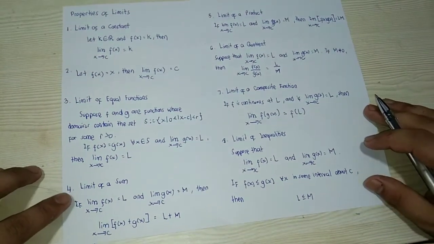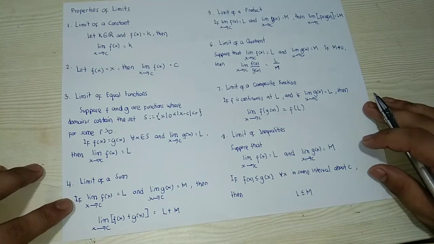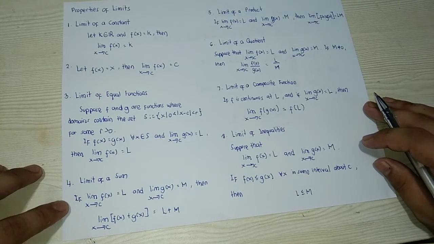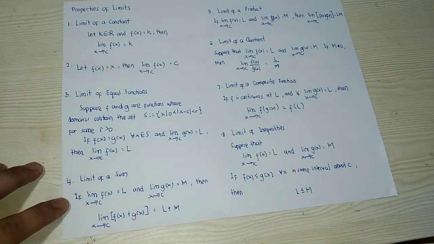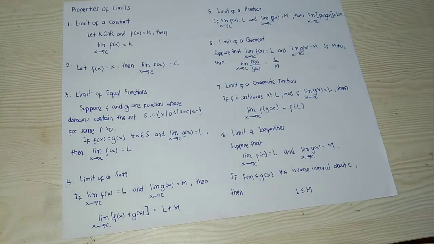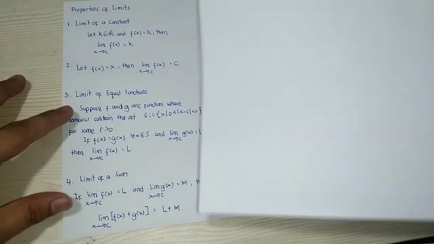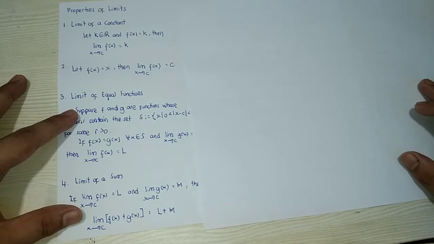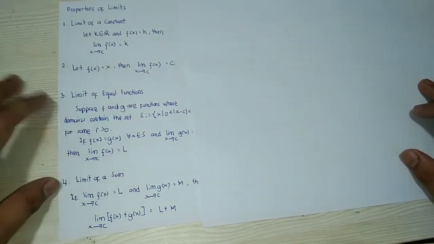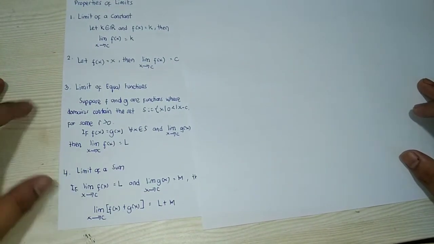Okay, next. Let's proceed to property number 4, limit of a sum. If the limit of f of x as x approaches c is L, and the limit of g of x as x approaches c is M, then the limit of f of x plus g of x as x approaches c is L plus M. So dito sa limit of a sum, understood na rin yung limit of a difference. Kapag naka-minus, damay na siya sa theorem na to.